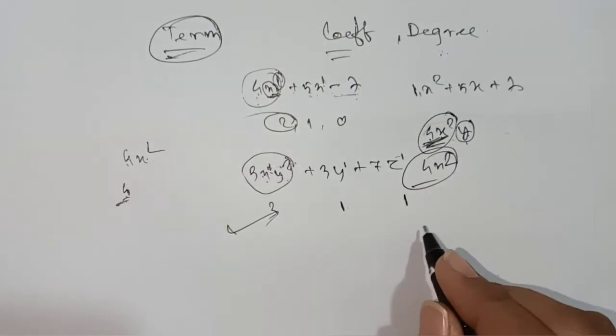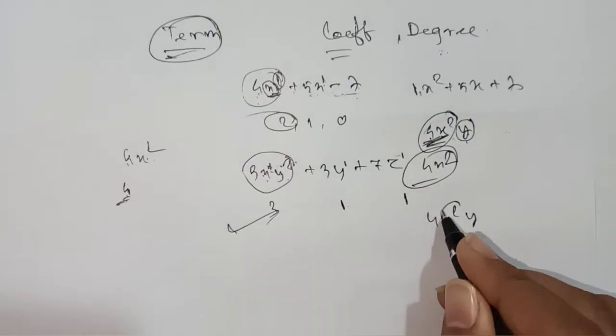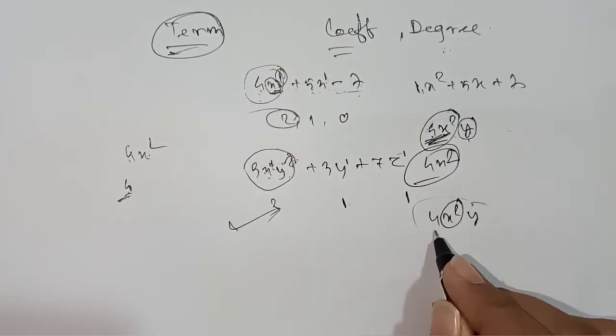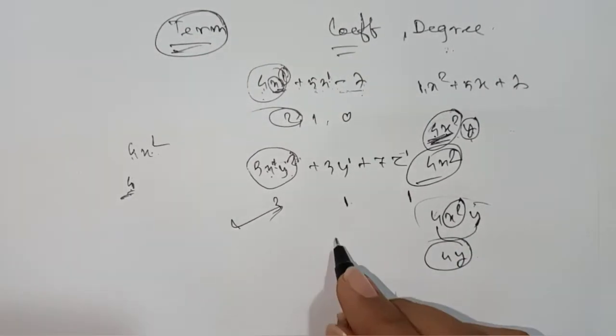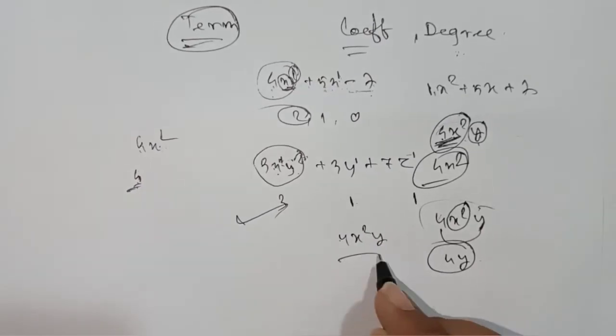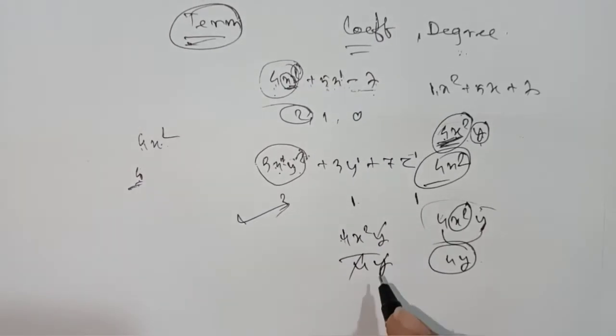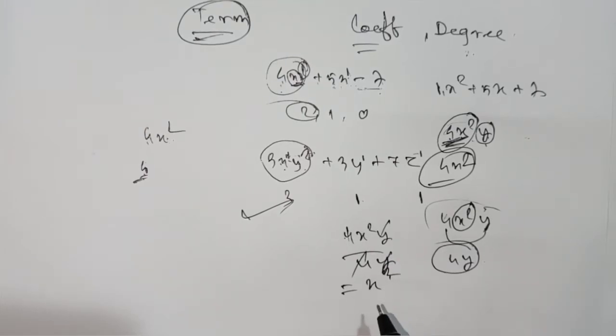And if I ask you the coefficient of x square in this whole term, your answer will be 4y, because 4y is a factor of this one. If we take 4x square y and divide by 4y, you can see that we'll get remainder 0. So I hope it is clear to you.